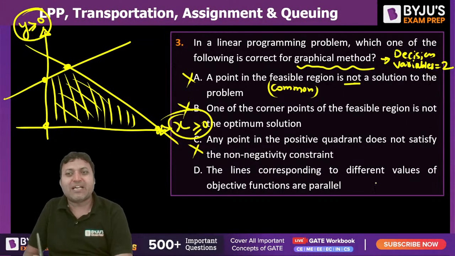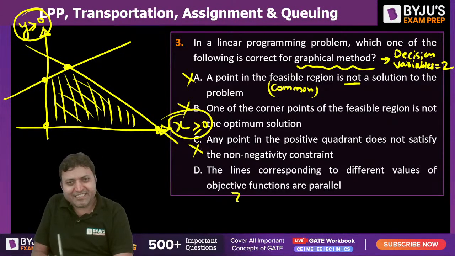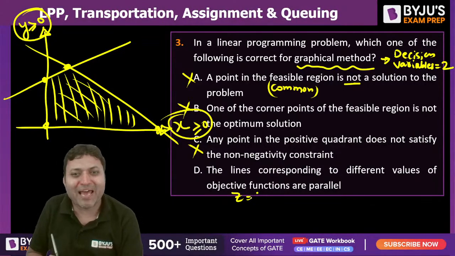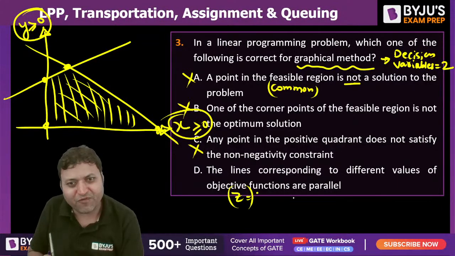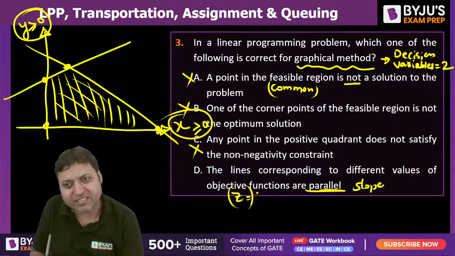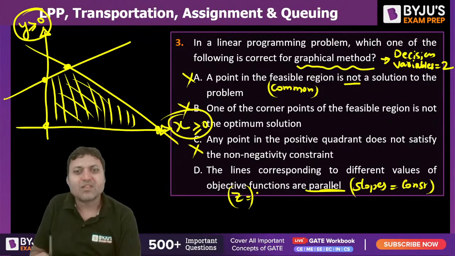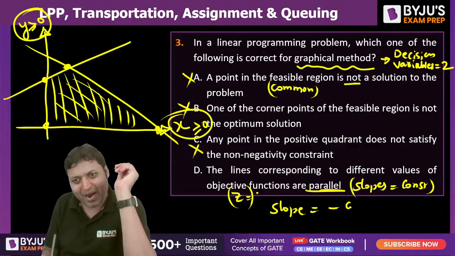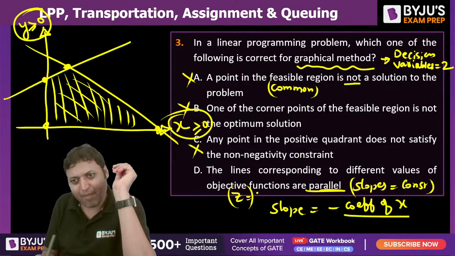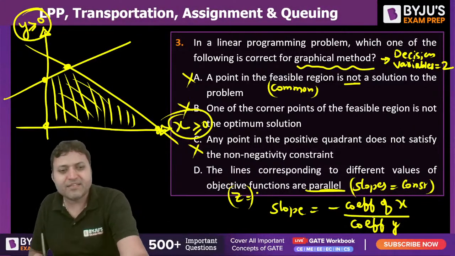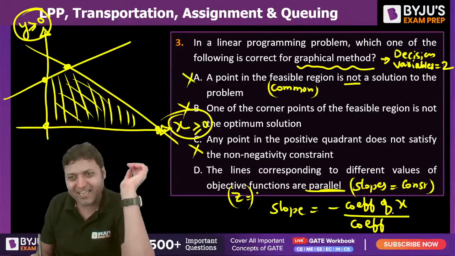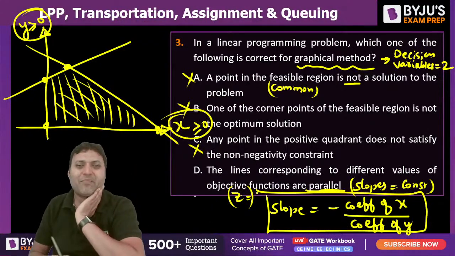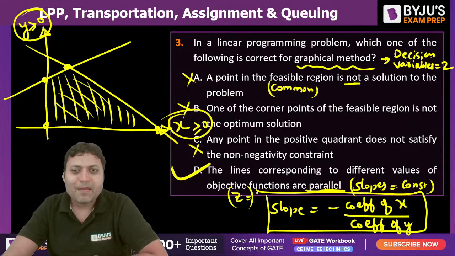The lines corresponding to the different values of the objective function Z are parallel to each other. Yes, for different values of the objective function they are parallel because the slopes are constant. All the lines having different values of the objective function have equal slope. What is the slope? Slope is equal to minus coefficient of x upon coefficient of y, so option D is correct. The slope will remain constant, then the lines will be parallel to each other.